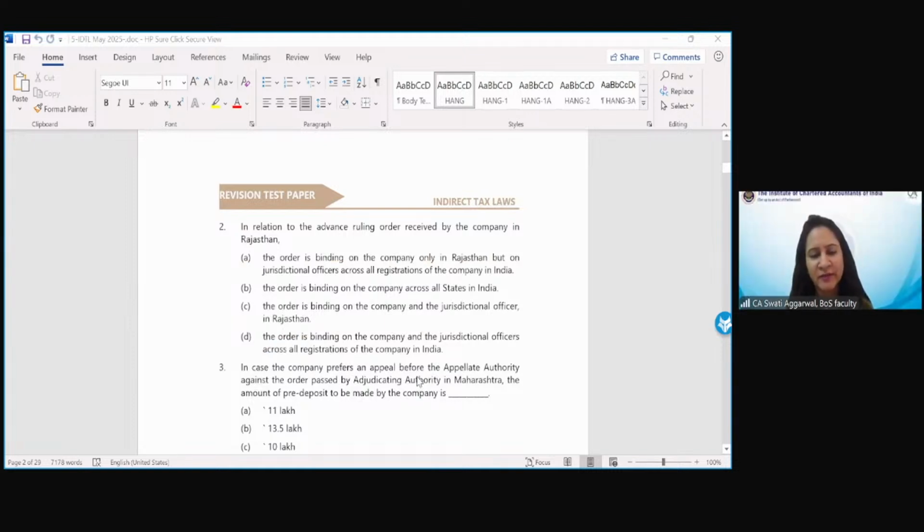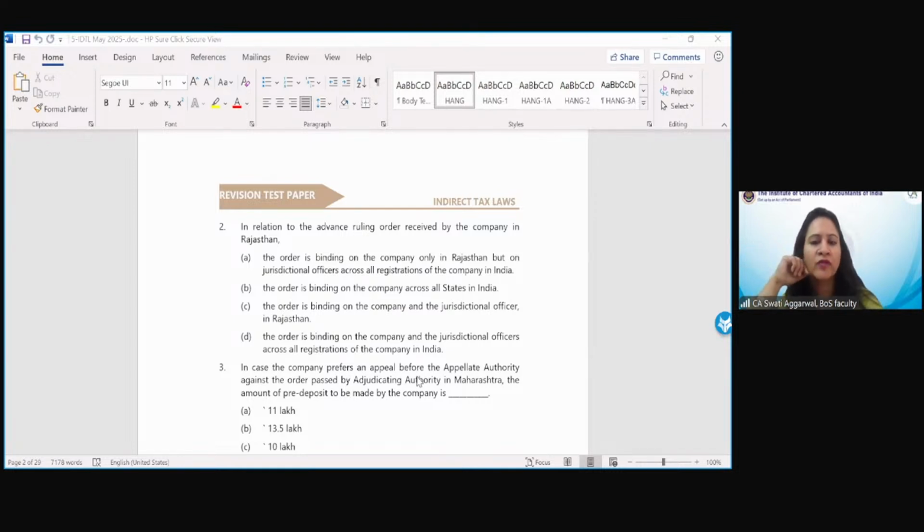So the next question is, in relation to the advance ruling order received by the company in Rajasthan: Option A, the order is binding on the company only in Rajasthan, but on the jurisdictional officer across all the registrations of the company in India. Option B, the order is binding on the company across all the states in India. Option C, the order is binding on the company and the jurisdictional officer in Rajasthan. Option D, the order is binding on the company and the jurisdictional officer across all registrations of the company in India.